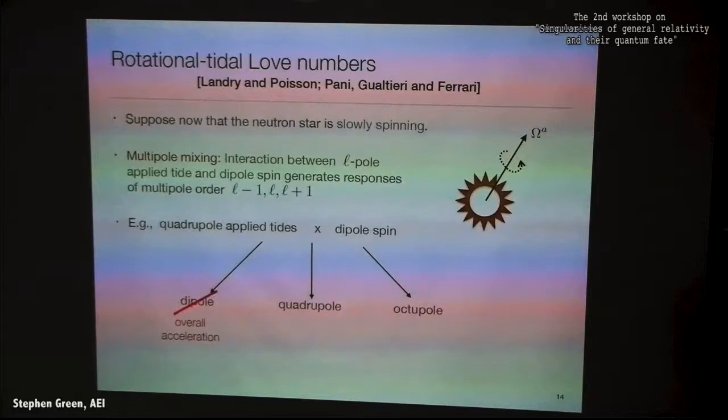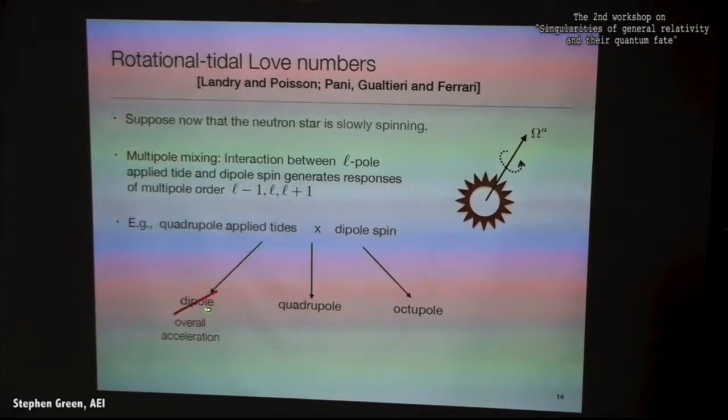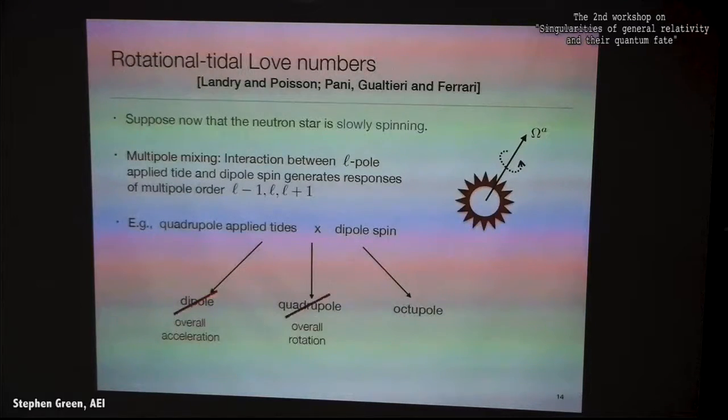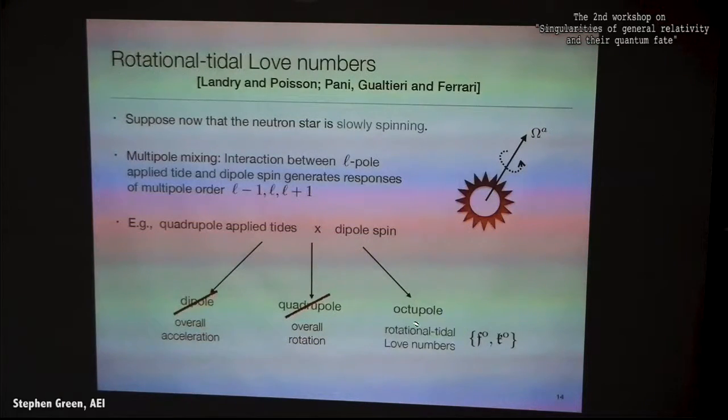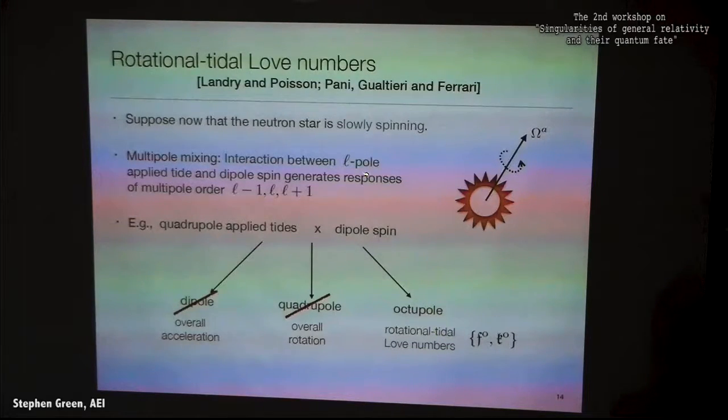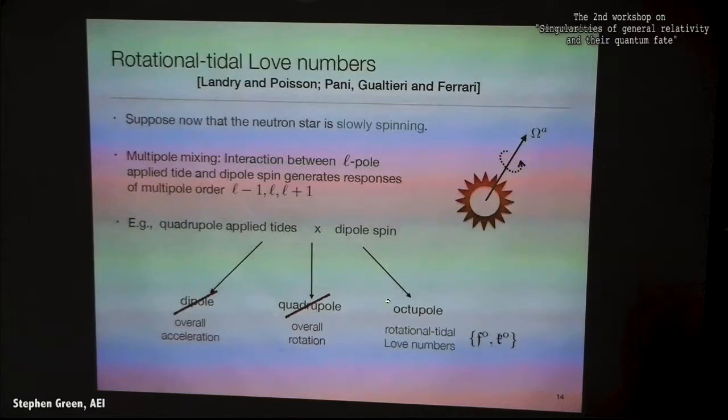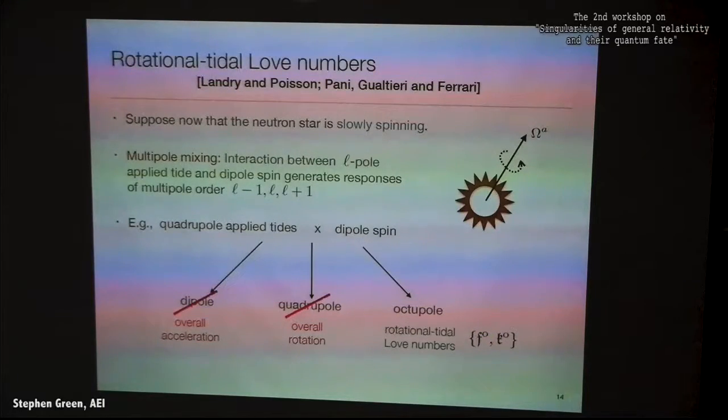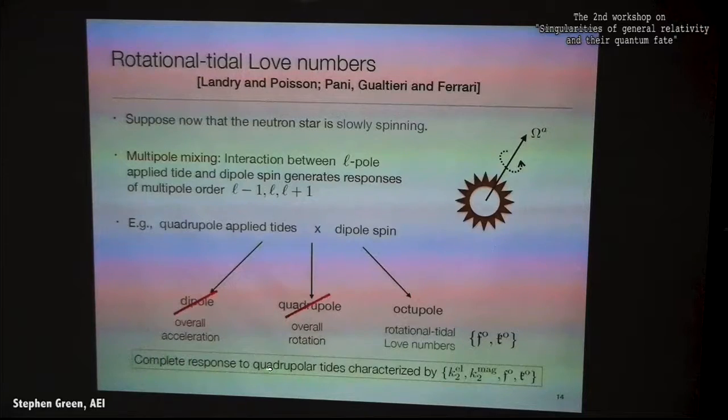Now, for the quadrupole, it's a bit simpler than that because this dipole just corresponds to an overall acceleration. The induced quadrupole corresponds to an overall rotation, but the physically important one is the octupole. And for that octupole, you have two new love numbers. You have a gravitoelectric one, which is denoted FO, and a gravitomagnetic one, which is denoted KO. The O here means octupole. So the complete response to the quadrupolar tides is characterized by the four parameters K2L, K2mag, FO, and KO. All this was worked out by Landry and Poisson and Pani, Gualtieri, and Ferrari.